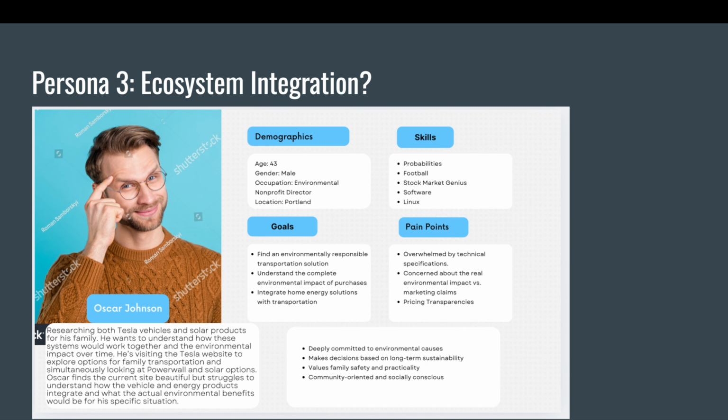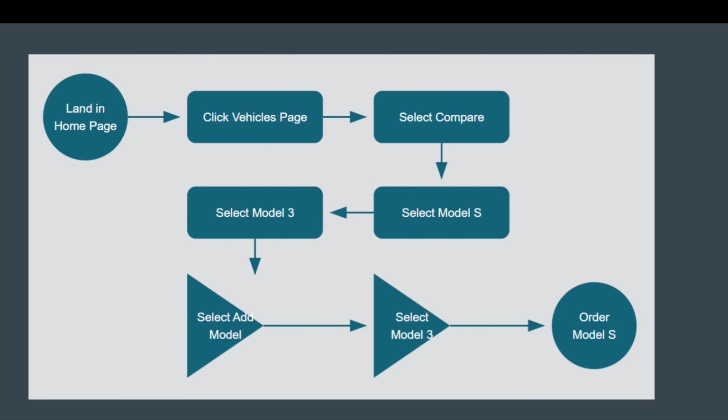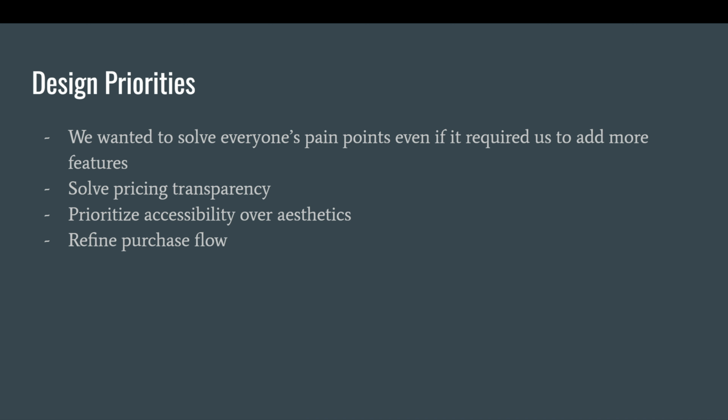And finally, our third persona's goals were to find an environmentally responsible transportation solution, understand the complete environmental impact of purchases, and integrate home energy solutions with transportation. His pain points were being overwhelmed by technical specifications, concern about the real environmental impact versus marketing claims, and pricing transparency. And here we have his user task flow.